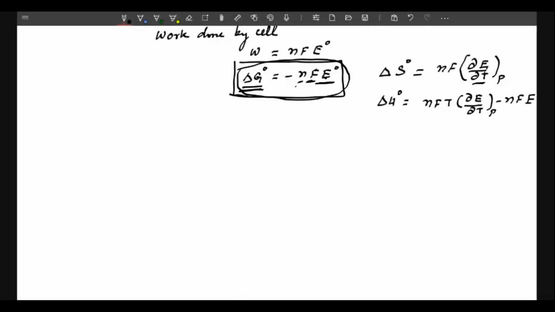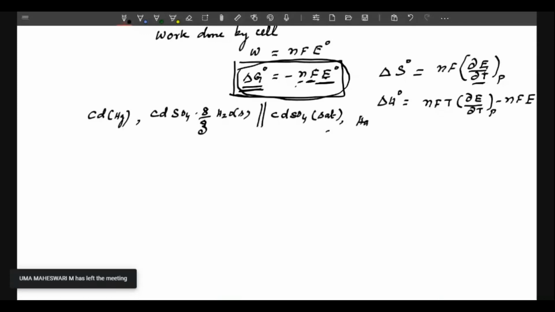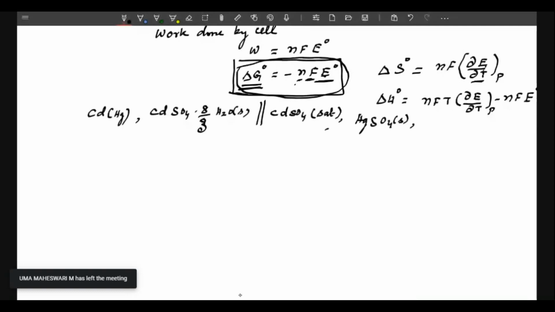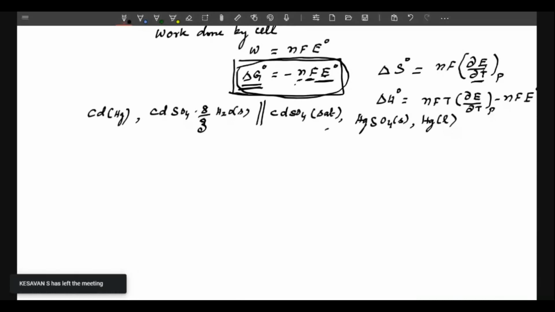The EMF of the standard Weston cell, written as cadmium amalgam dipped in cadmium sulfate 8/3 H2O solid, with a salt bridge, cadmium sulfate saturated solution in which mercury sulfate is added in the solid state, and mercury liquid is acting as the cathode, where cadmium mercury amalgam is acting as the anode, is a Weston cell with a cell reaction.